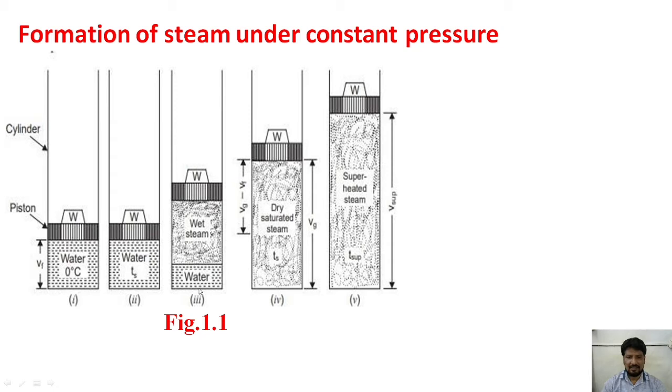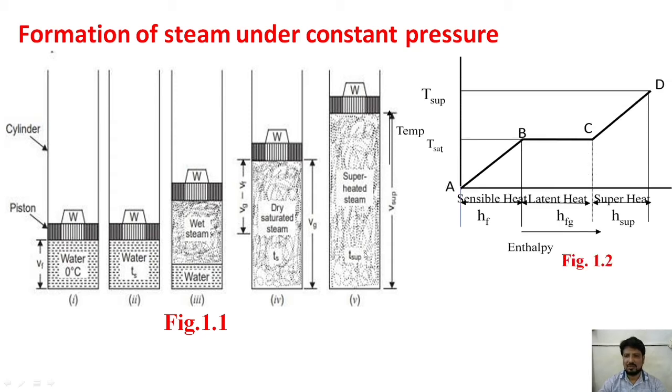In the second figure, point A represents 0 degree centigrade. From 0 degree centigrade, the water is heated up to the saturation temperature at B. This is the boiling point, which reaches a maximum of 100 degree centigrade, up to the saturation temperature.